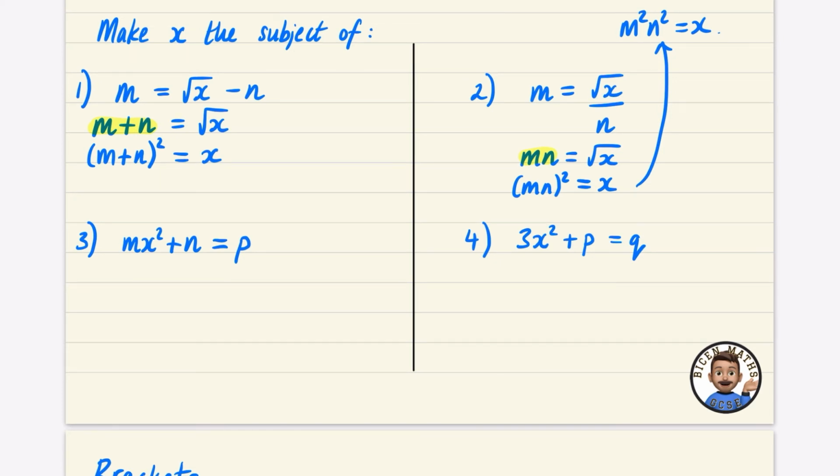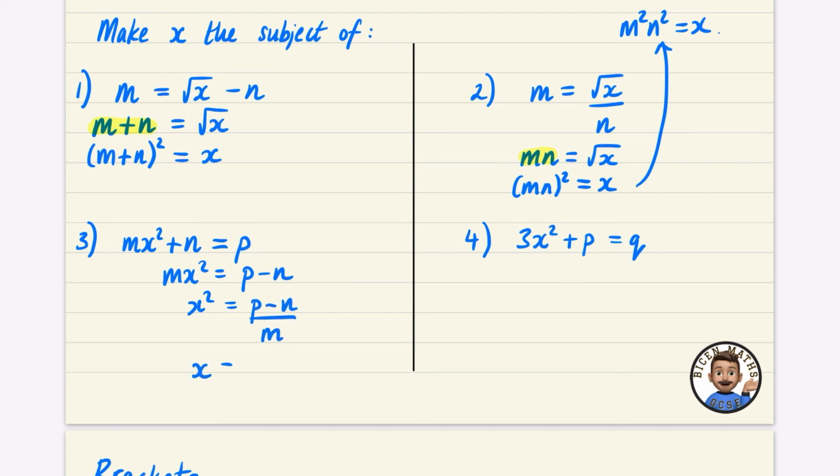Okay, number 3, I'm going to try and make x squared the subject. So I'm going to first of all subtract the n so that I get p minus n. And then I'm going to divide by the m because the squaring only applies to the x. It's not applying to the m. So I want to get rid of that m first of all by dividing by m. So that is p minus n divided by m.